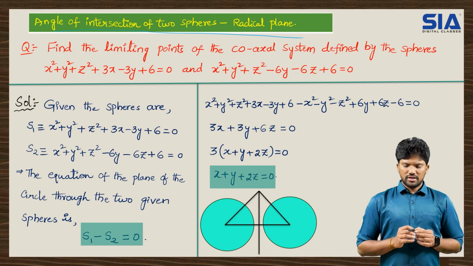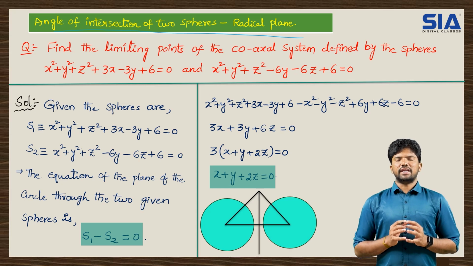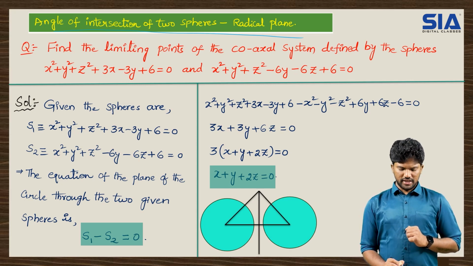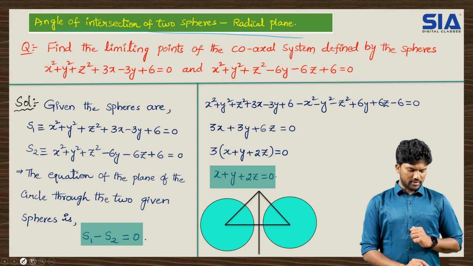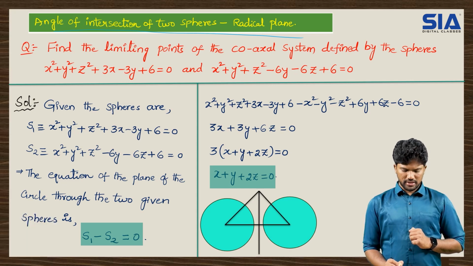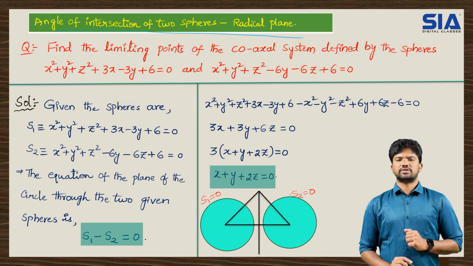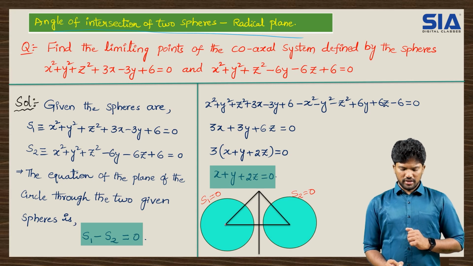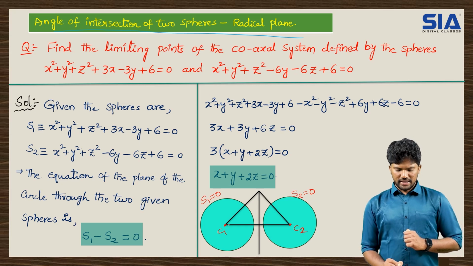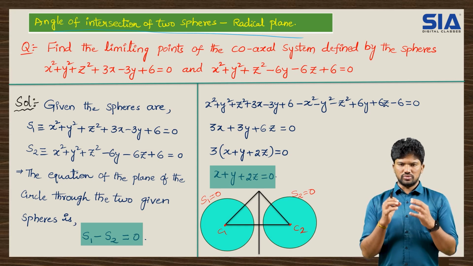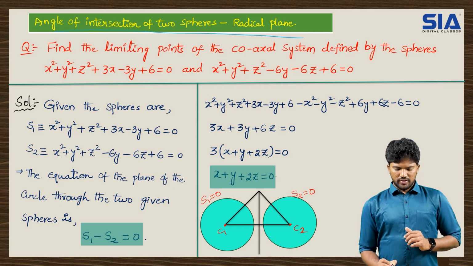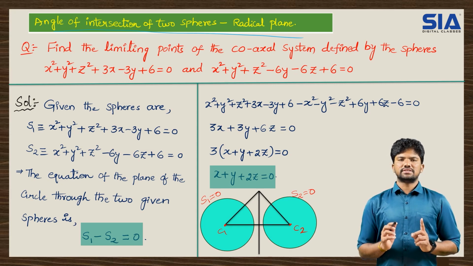So first of all, listen, what is the radical plane of the two spheres? See here, on screen you have two spheres. This is the first sphere, we can write S1 is equal to 0. This is the second sphere, S2 is equal to 0. For sphere 1, take the center C1, and for sphere 2, take the center C2.